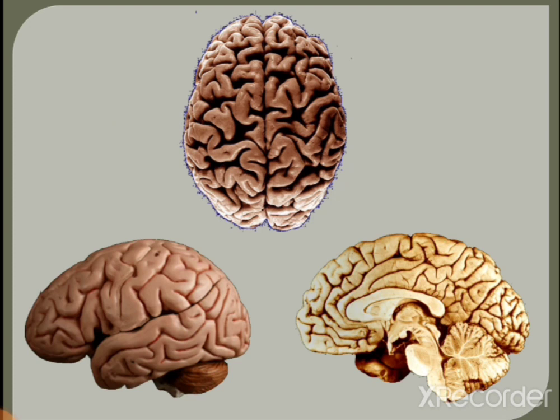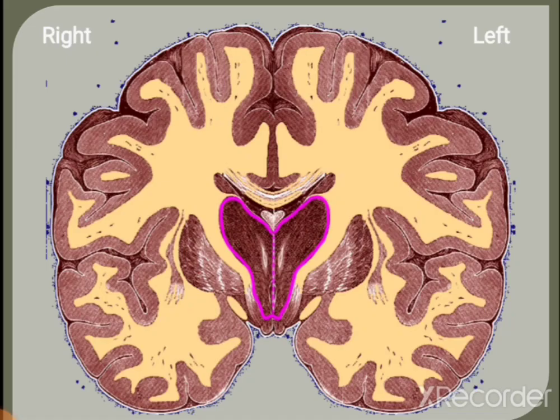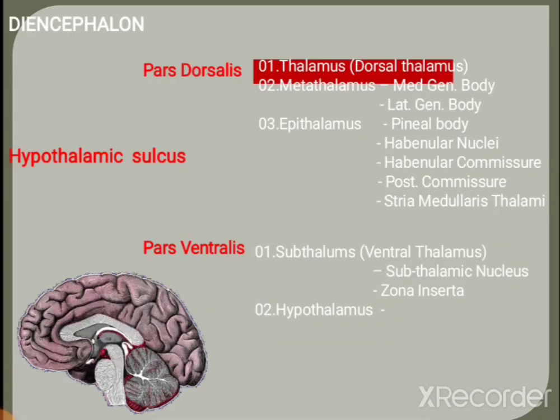These are the different views of the brain. This is the superior view, this is the lateral view, and this is the medial view of the brain. Here we find the thalamus. This is the coronal section of the cerebrum. Here we have highlighted the location of the thalamus.